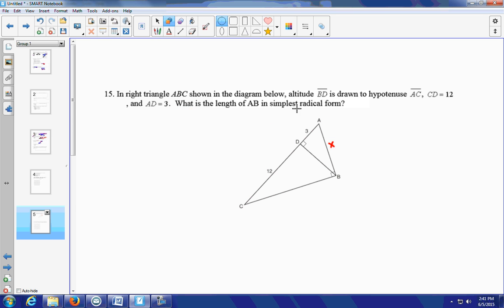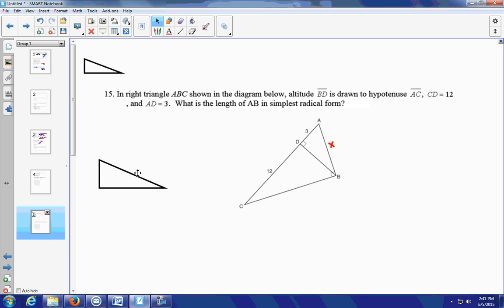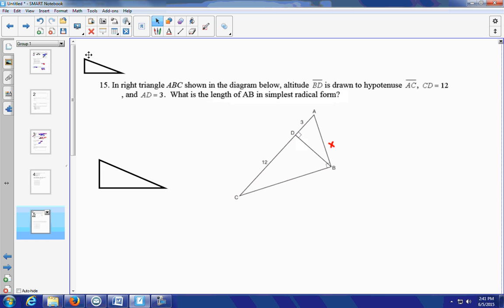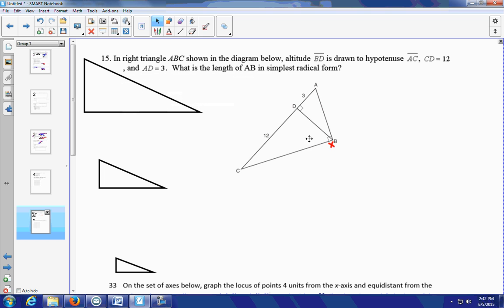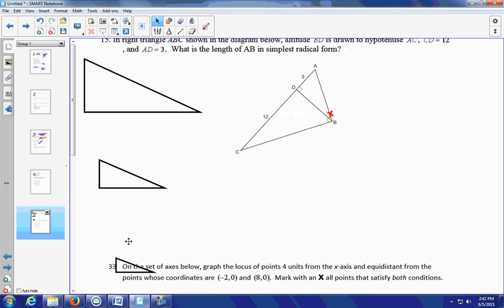It's a right triangle with an altitude, so I'm going to draw big, medium, and small. Here, let's do them really big, really medium, and small. All right.